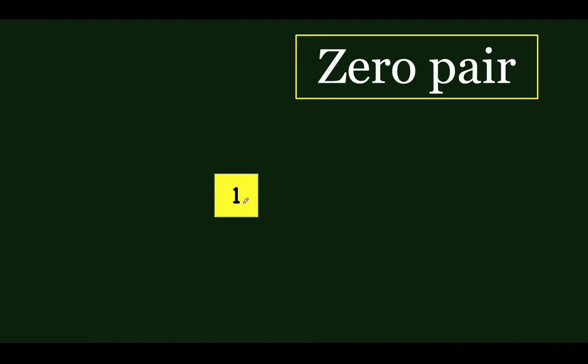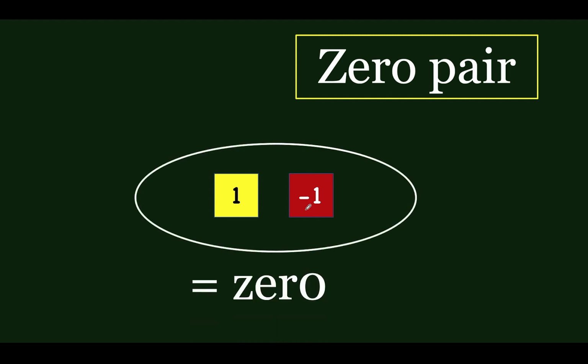If you have one positive that is yellow and another negative that is red, when you combine positive 1 and negative 1, the result is 0. That's why we call this a zero pair. And so when you are combining polynomials and you have one yellow and one red of the same dimension, then you can simply remove them because anyway the value would result to 0. So let's have an example.